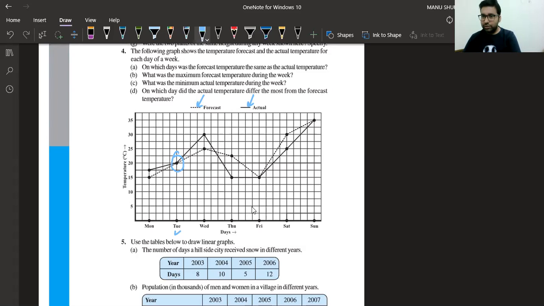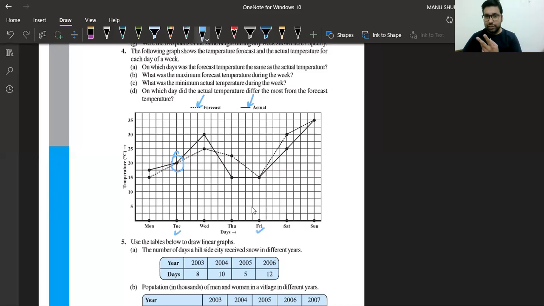So we cannot always tell the correct weather because weather is unpredictable. Yes, because there are many factors deciding that. Humidity is there, wind flow is there, many issues are there which are affecting the weather of your particular area. Okay, so Tuesday and on Friday, Vardhan is correct, on these 2 days.